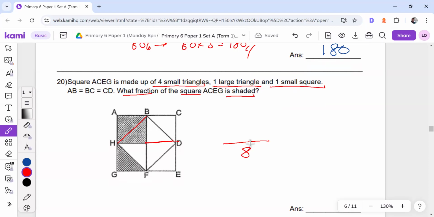So what fraction of the whole square, which has how many triangles now? The whole square got 8 triangles already. And how many triangles are shaded? 3 over 8 is shaded. So every time you see a figure that has different kinds of shapes, you cut it to make them all look the same. Okay? All right.